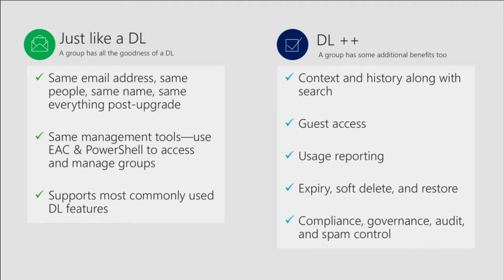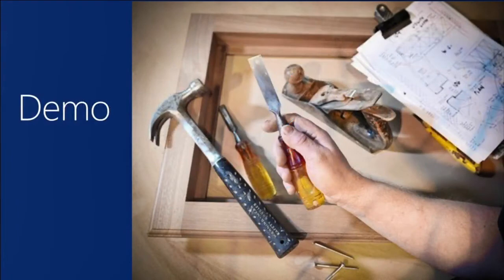Last but not least, compliance, governance, and audit. Spam control is another big thing. If you send in a spam email, it'll go to your inbox if you're using a DL. With groups, you have spam control, so it is removed directly from going into the group mailbox. All right, so quickly, let's demo.